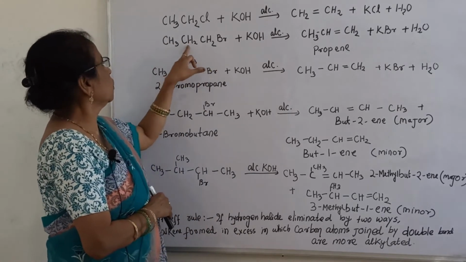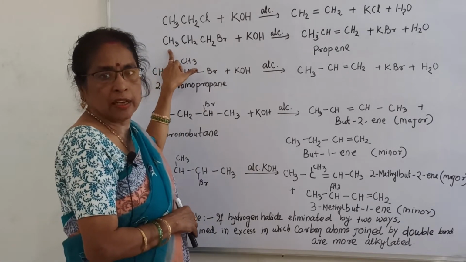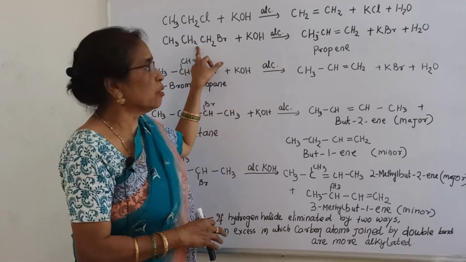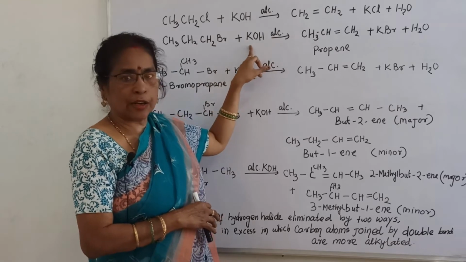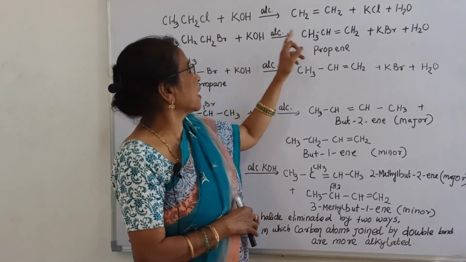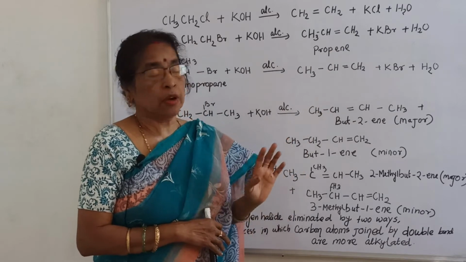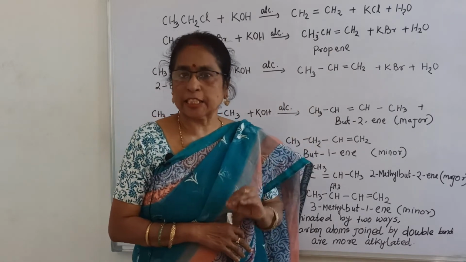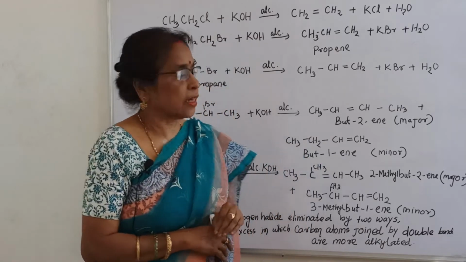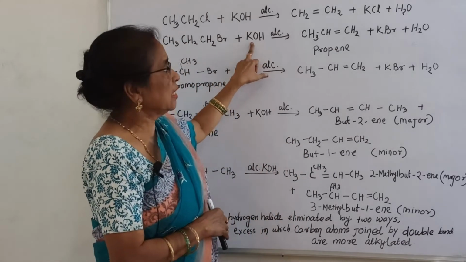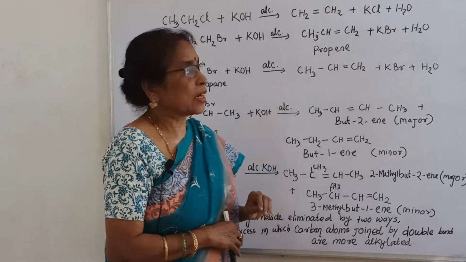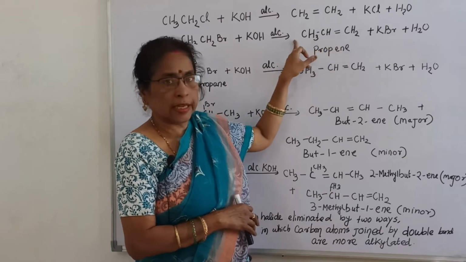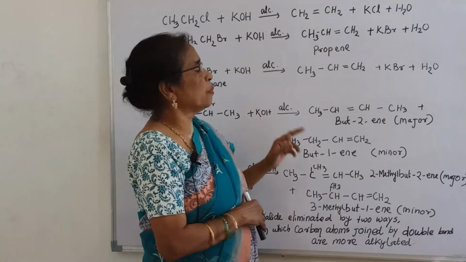Similarly, 1-bromopropane, having 3 carbon atoms, reacts with alcoholic KOH. Here also you will get KBr and water. Why is the byproduct KBr and water? Because first it produces HBr, hydrogen bromide, and after that it reacts with KOH and gives KBr plus water. And what is the main product? Propene, with the double bond after carbon 1.